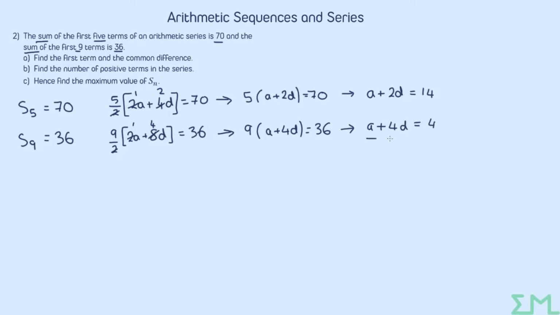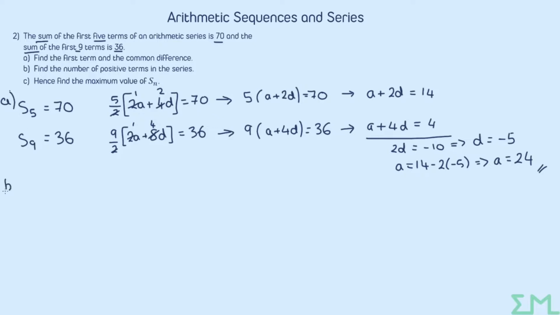Simultaneous equations, we'll subtract the first one from the second one, so the a's cancel. 4d minus 2d is 2d. 4 minus 14 is minus 10. And we have got d is negative 5. Use the first equation. a is 14 minus 2 lots of minus 5. So that gives us 14 plus 10, so a is 24. There we go. Right, that's part a.